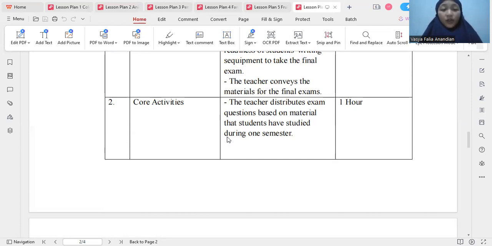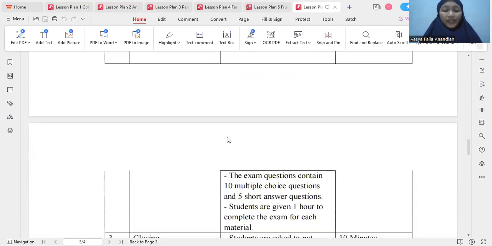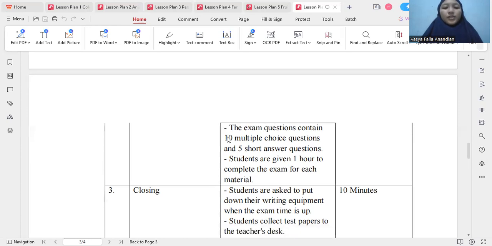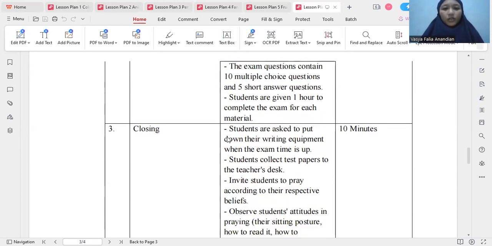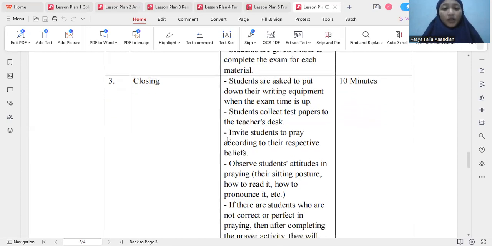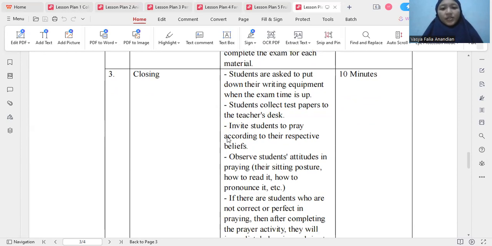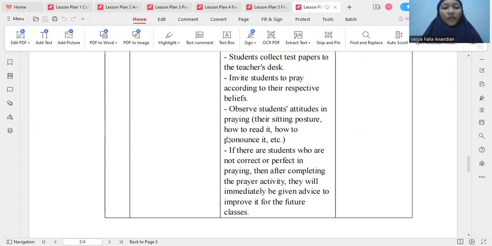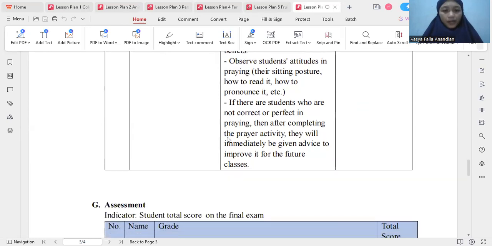In the core activities, the teacher distributes the exam question paper based on the materials that students have studied during this semester. This exam contains 10 multiple choice questions and 5 short answer questions. So students are given 1 hour to complete the exam for each material. The closing: students are asked to put down their writing equipment when the time is up. Students collect test papers to the teacher's desk, and are invited to pray according to their respective beliefs. The teacher observes student attitudes and gives advice if there are students who are not correct or perfect in praying.